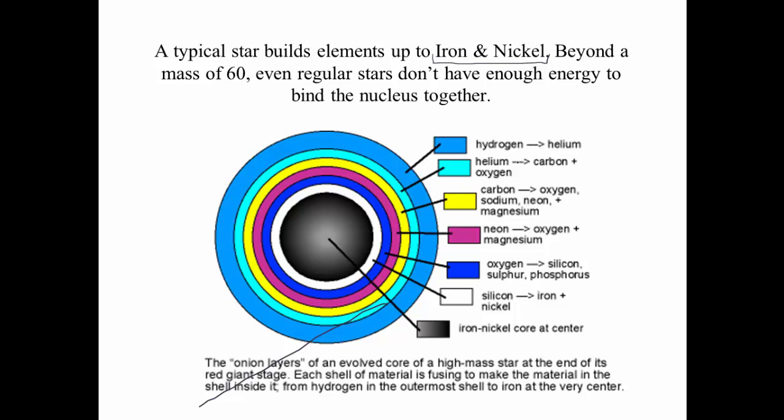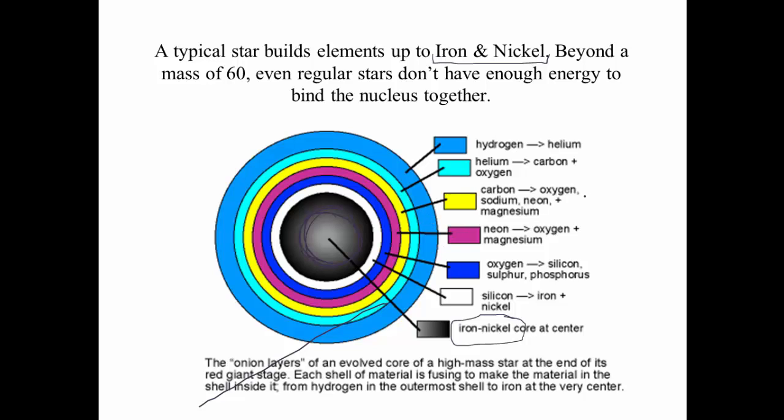Hydrogen's built into helium, helium's built into carbon and oxygen, carbon is built into oxygen, sodium, neon, magnesium, and so on and so on. And eventually we get to iron and nickel. These elements arrange themselves so that the heavier elements go towards the middle of the star, and the lighter ones, the hydrogen and helium, are on the outskirts of the star.